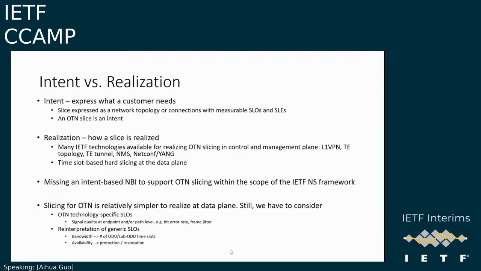Okay, so over the discussion, I think one of the main points where people have different thoughts is around what is intent and what is realization, right? From our point of view, an intent is to express what a customer needs from a high-level perspective. So in that case, a network slice can be expressed as a network topology or a set of connections with measurable SLOs and SLEs, right? So in that sense, when we call it an OTN slice, that slice is an intent.